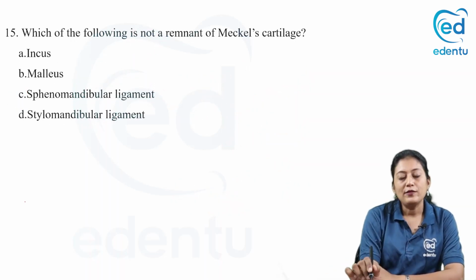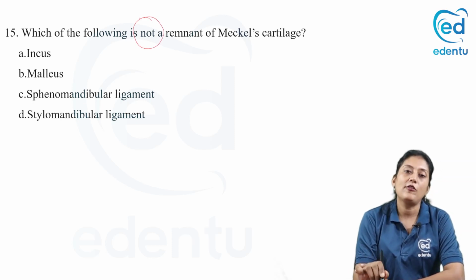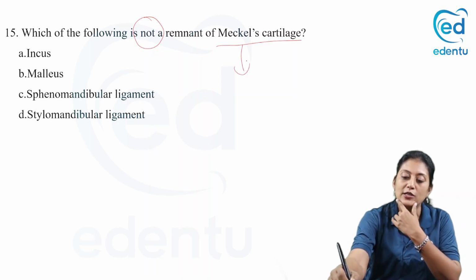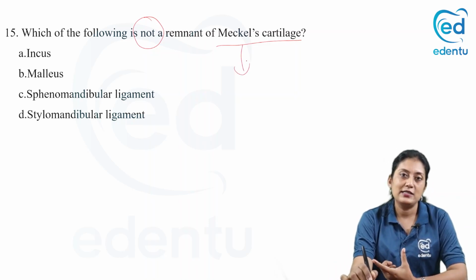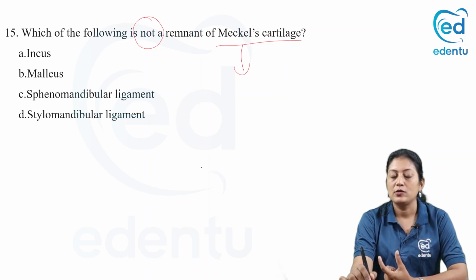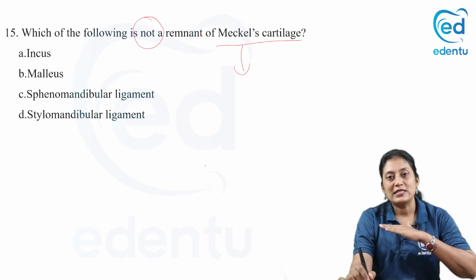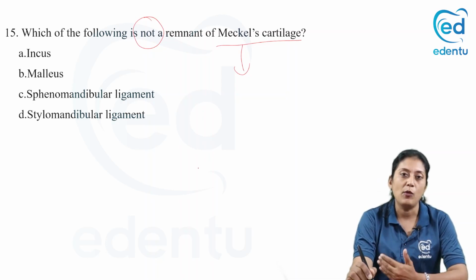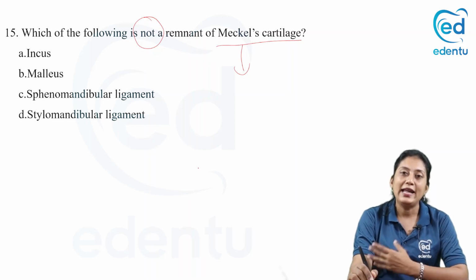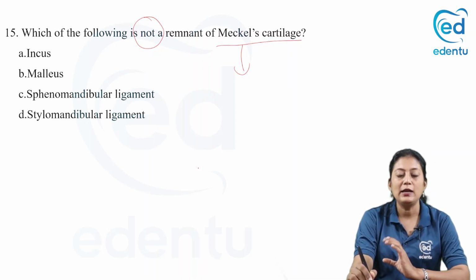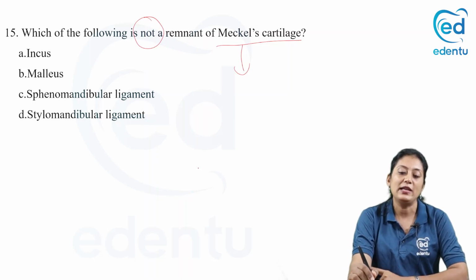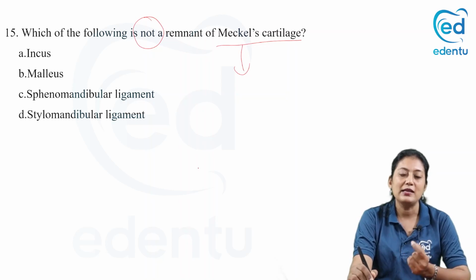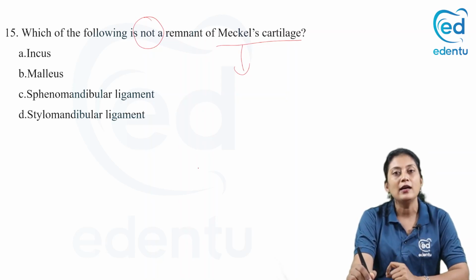The next question: which of the following is not a remnant of Meckel's cartilage? What is Meckel's cartilage? During the embryological development of the mandible, a primary cartilage is formed, which is called Meckel's cartilage. That cartilage forms a scaffold over which the substance of the mandible, that is the body and ramus of the mandible, will form. Later, Meckel's cartilage will disintegrate, but some remnants will be left behind. What are those remnants? Incus and malleus, which are ear ossicles present inside the middle ear.